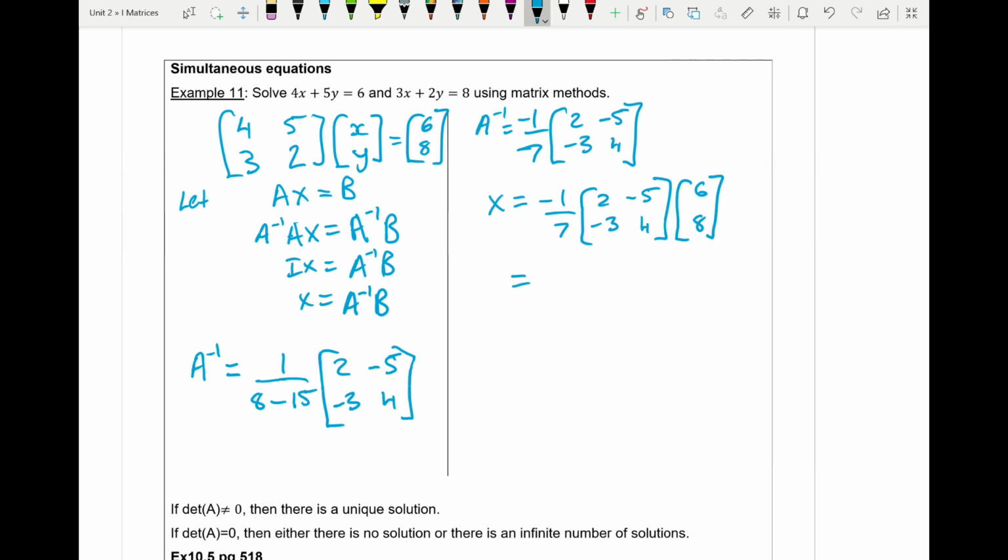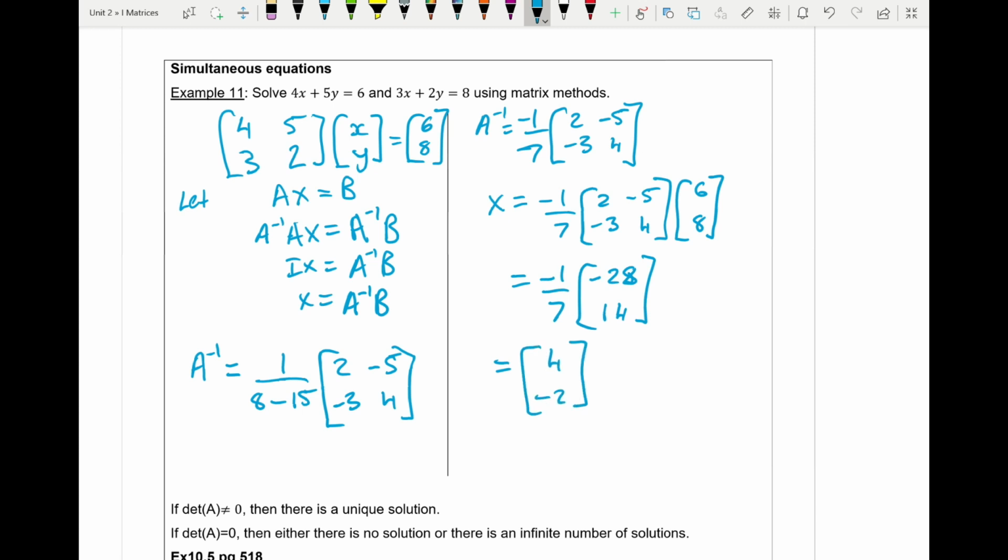Just like we discovered here, we need to be multiplying it from the left. So 2 by 2 matrix times 2 by 1 matrix is going to give me a 2 by 1 matrix. So it's 1/7. We've got 12 minus 40. So 12 minus 40 will give me -28. And then -18 plus 32 is going to give me +14. So my answer to this is going to be -1/7 times 28, so that's +4, and -2.